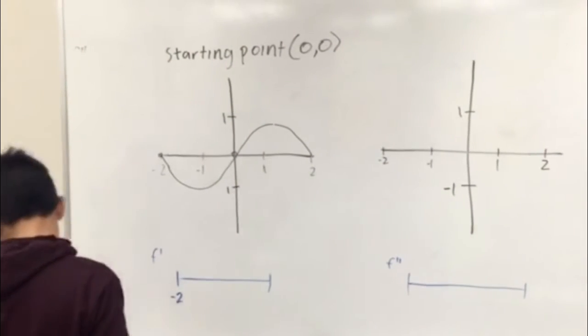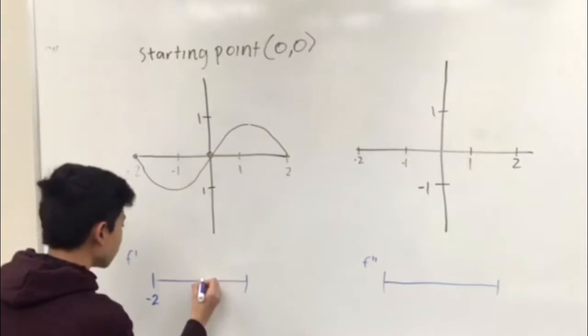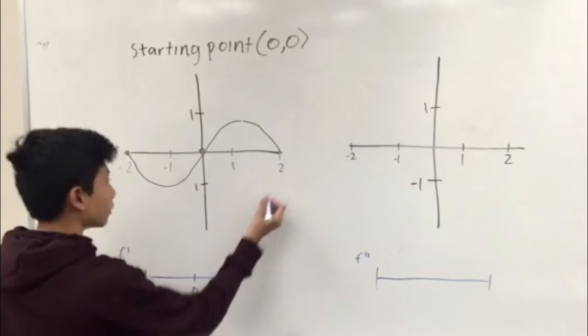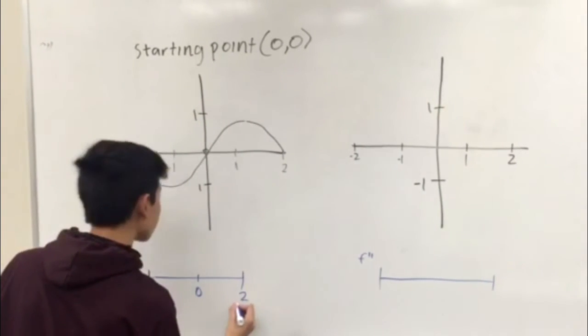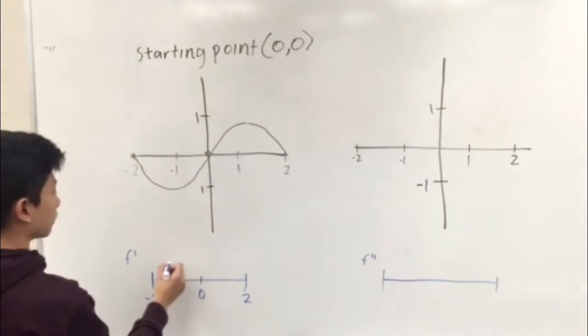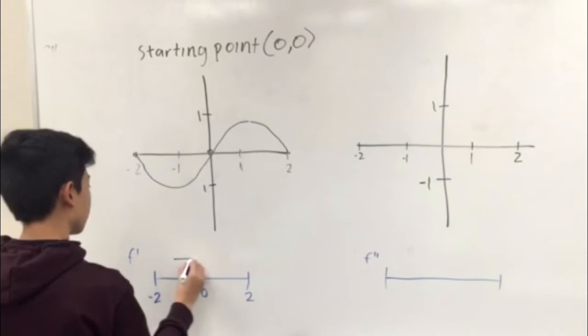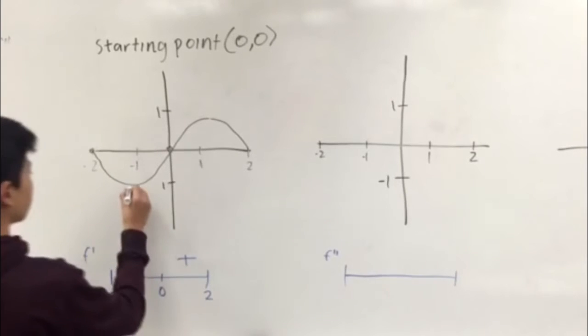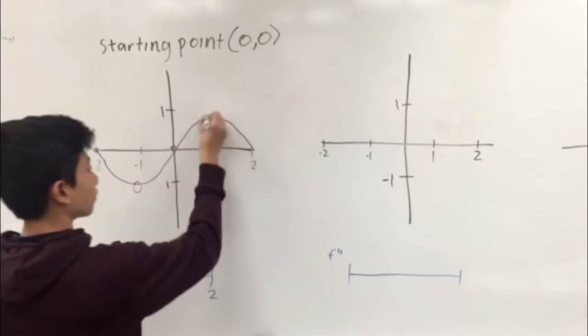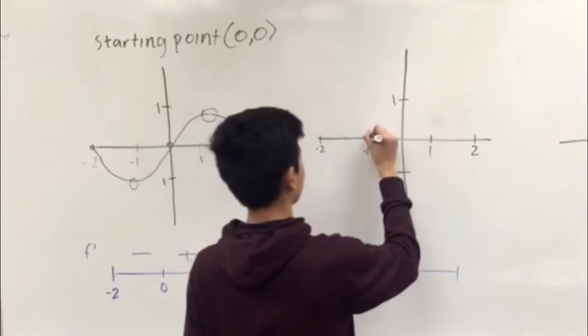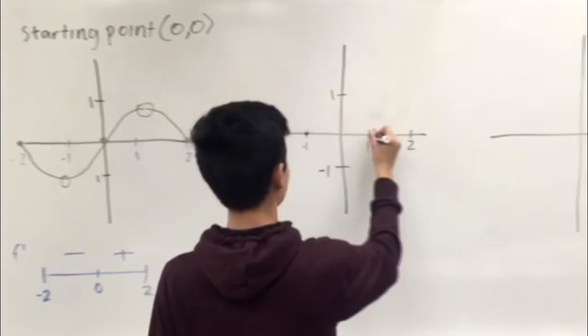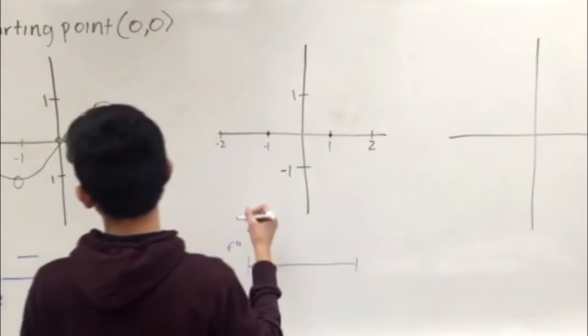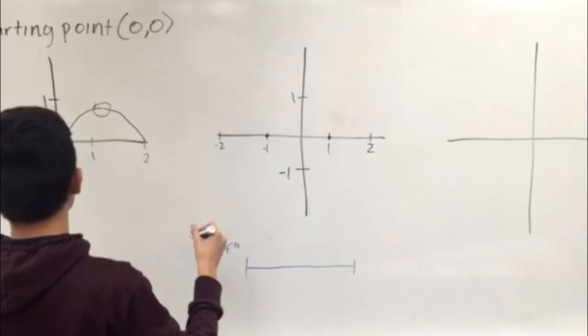Okay, so we're gonna start off with the sine graph, and the starting point is 0, 0. First, I'm gonna put the critical points down, which is -2, 0, and 2. And since this is in the negative region, it's gonna be negative, and this is in the positive region, it's positive. Since this is a critical number, minimum and a maximum, it's gonna be 0 at that point.